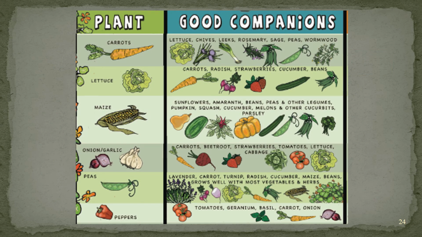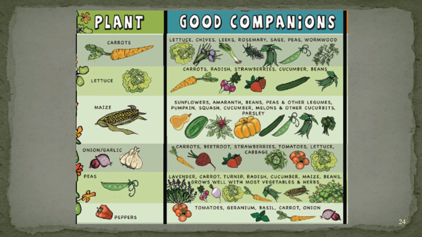Carrots should be planted with lettuce, chives, leeks, rosemary, sage, peas, and wormwood. Lettuce goes well with carrots, radish, strawberries, cucumber, and beans. Corn goes well with sunflowers, amaranth, beans, peas, and other legumes. Pumpkins, squash, cucumber, melons, and other cucurbits go with parsley. Onions and garlic should be paired with carrots, beetroot, strawberries, tomatoes, lettuce, and cabbage.